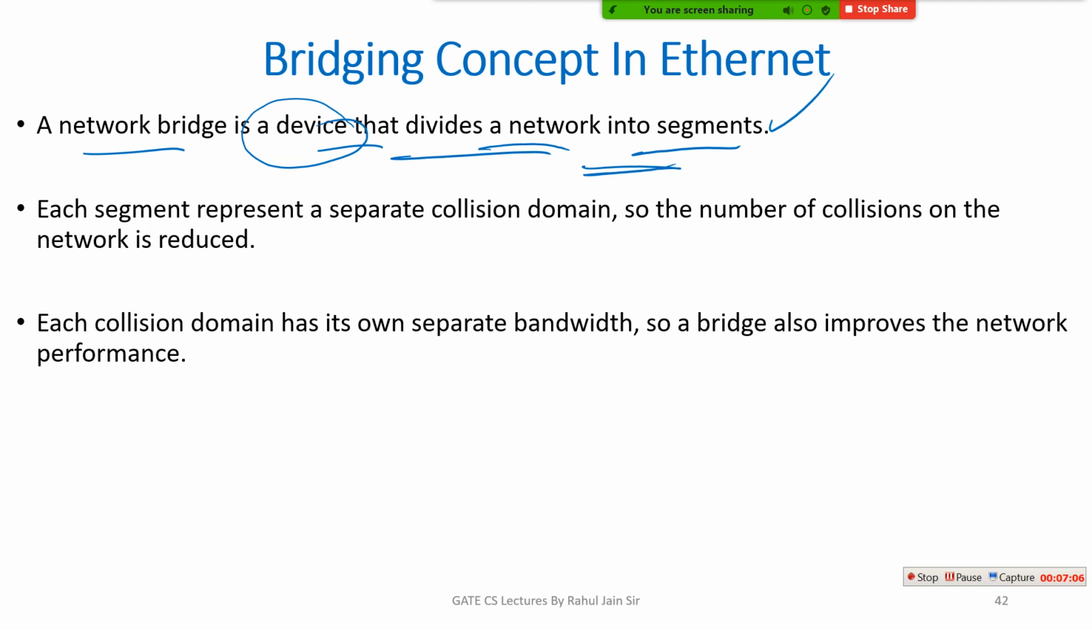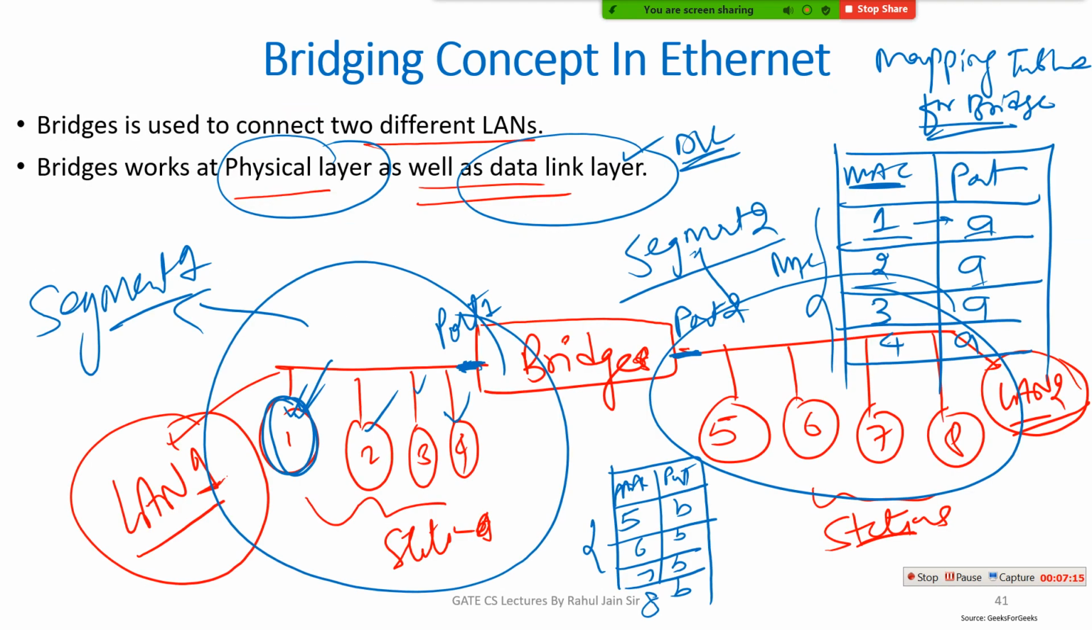The next point is each segment represents a separate collision domain. So the number of collisions on the network is reduced. So whatever these stations 1, 2, 3, 4 will make a separate collision domain in the bridge, and 5, 6, 7, 8 will make a separate collision domain. So the collision domain area is this. This is the collision domain area for segment 1. This is the collision domain area for segment 2.